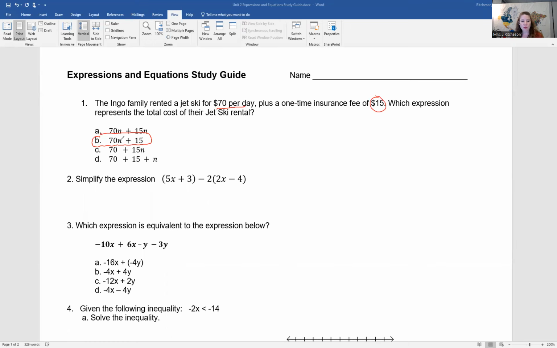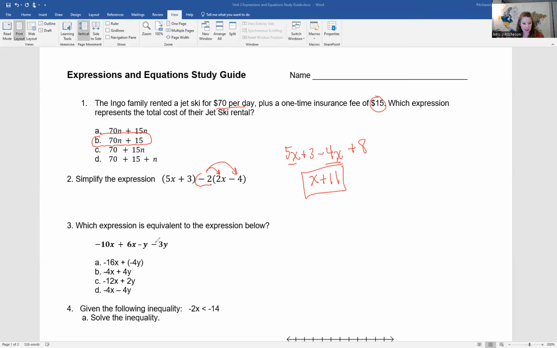Number two, we're going to simplify the expression. So let's go ahead and rewrite 5x plus 3. And then we're going to distribute this whole term by everything in the parentheses. So negative 2 times 2x is negative 4x. And negative 2 times negative 4 is positive 8. And now we're going to combine like terms. So 5x minus 4x is 1x. And 1 times x is just x. And 8 plus 3 is positive 11. x plus 11.